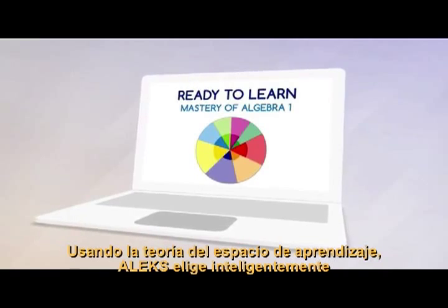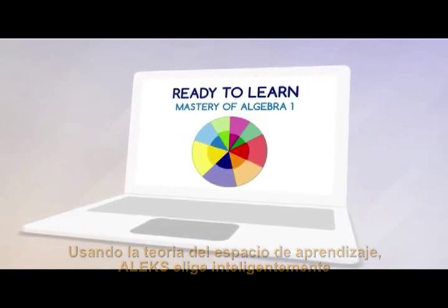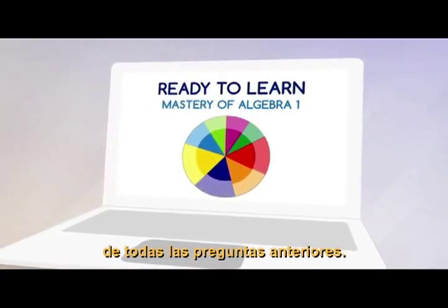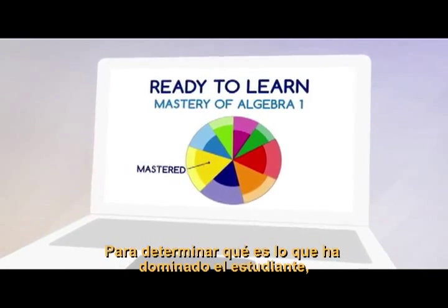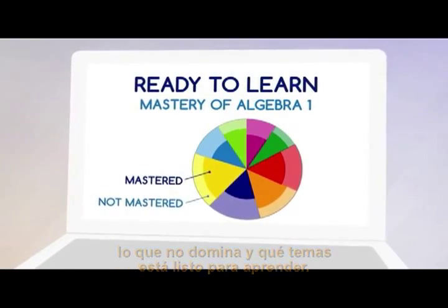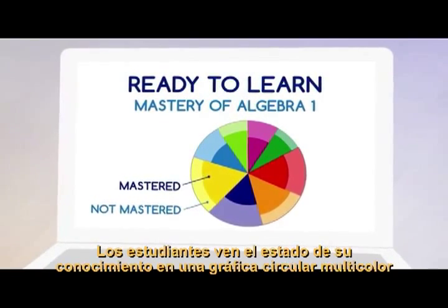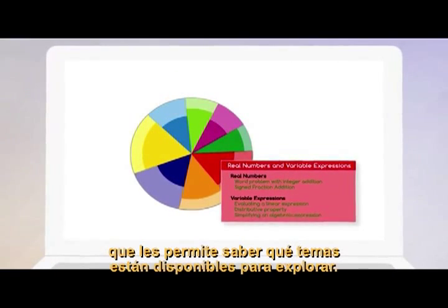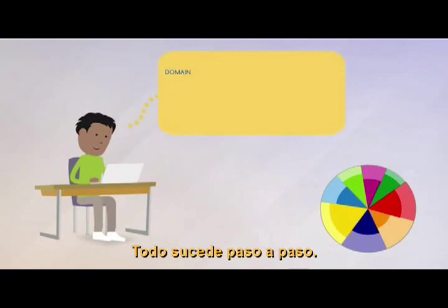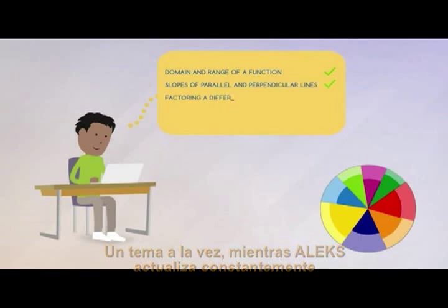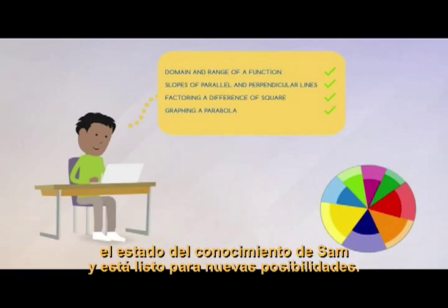Using learning space theory, Aleks intelligently chooses each question based on the student's responses to all previous questions to determine what the student has mastered, not mastered, and exactly what topics he is ready to learn. The student sees their knowledge state as a multicolored pie chart, which lets them know what topics are available to explore.